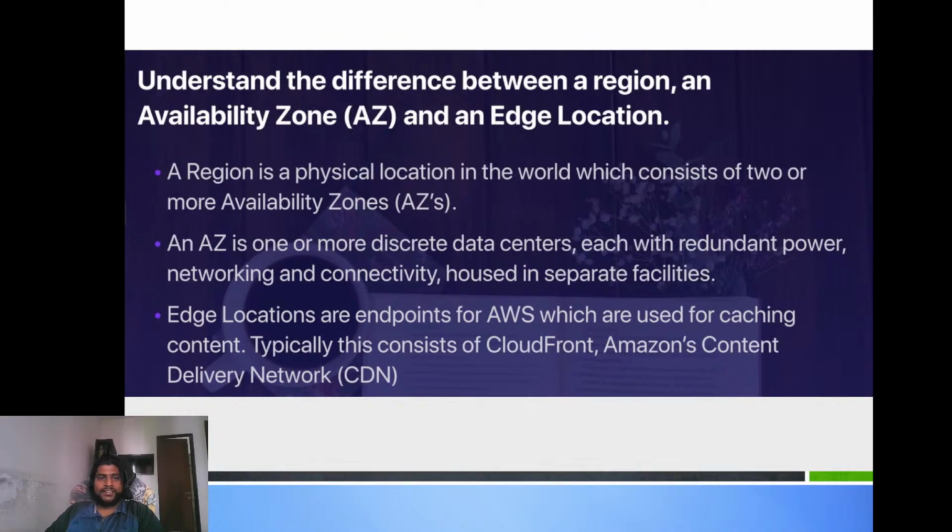So to summarize what we have learned today, you have to understand the difference between region, availability zone, and edge location. What is a region? A region is an actual physical location around the world where 3 or more availability zones should be available. An availability zone is one or more discrete data centers with power backup, networking, connectivity, and in-house separate facilities. What is an edge location? Edge locations are AWS cache content servers. We are going to learn more about it in S3, but it is CloudFront, Amazon's Content Delivery Network.